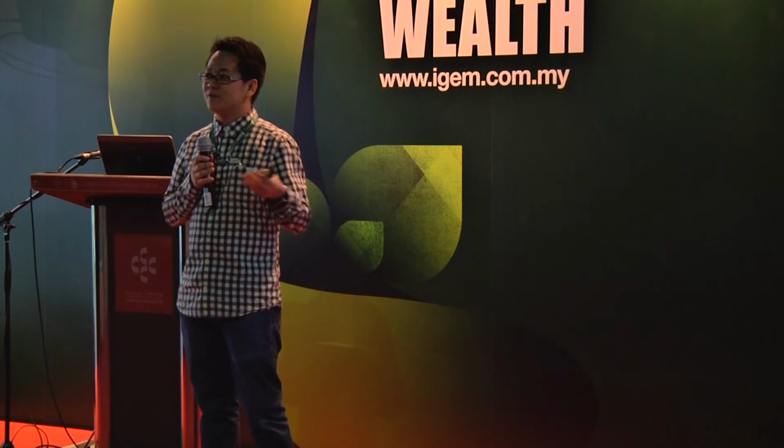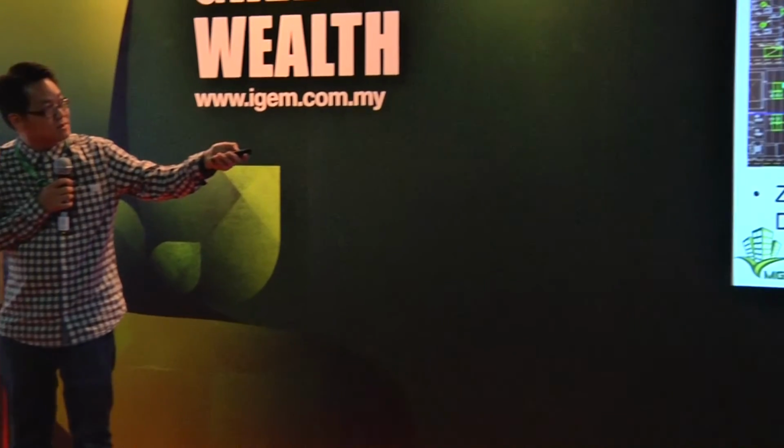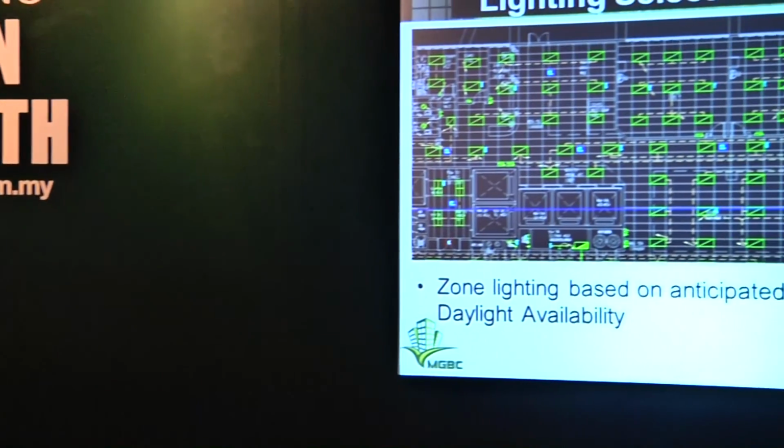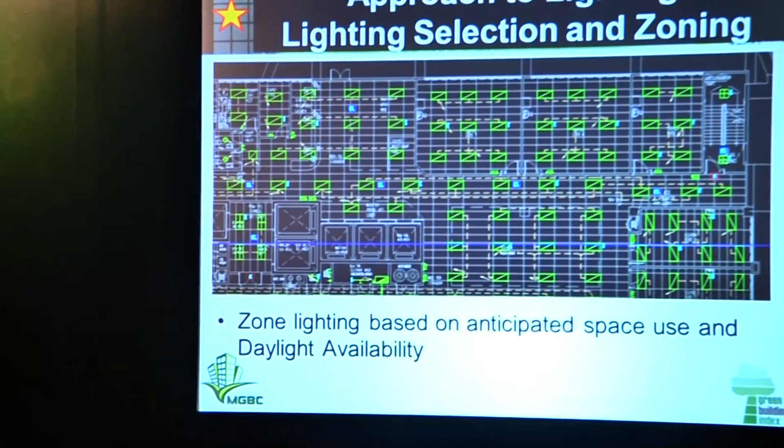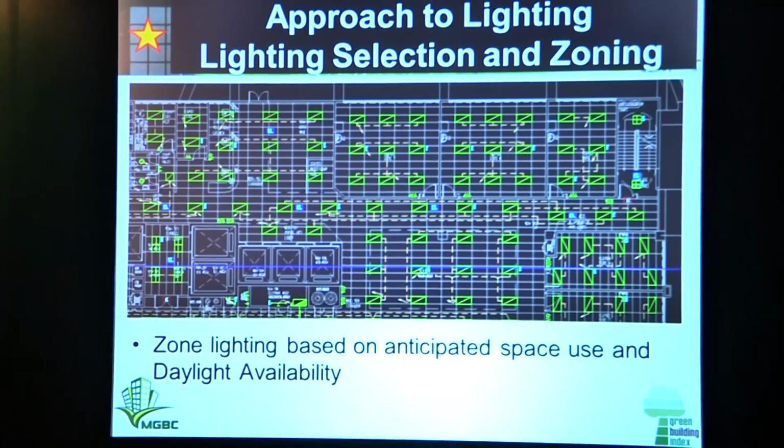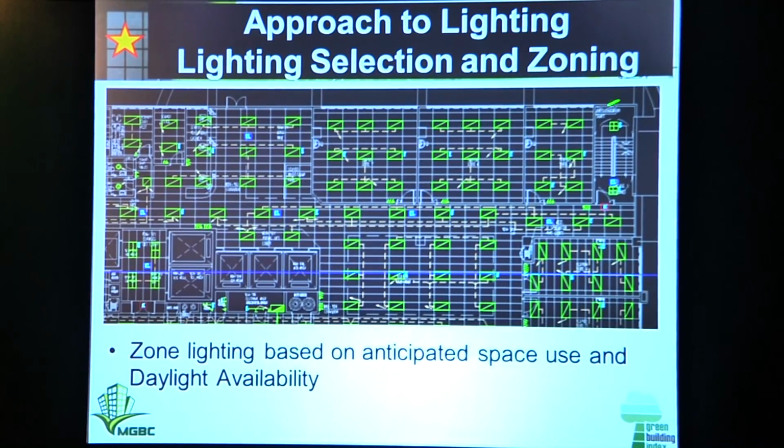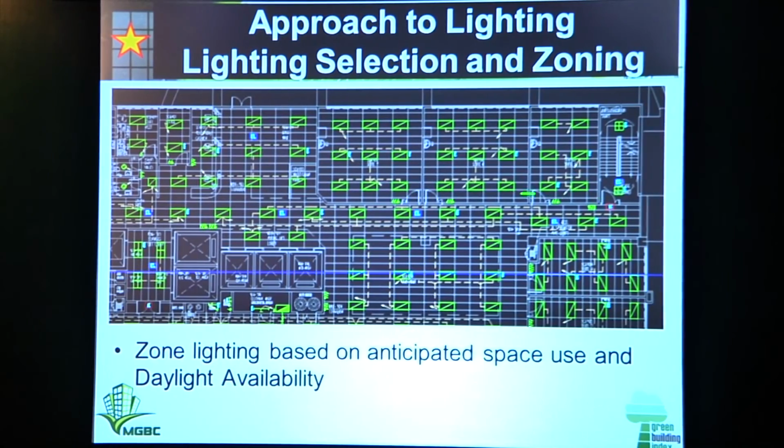When you design for lighting, we do zoning. What I mean by zoning is that different areas will have different amounts of light coming in from a window. For example, here you have a window in this area, so there's a lot more natural light here compared to the center. So we do zoning: this is a zone, this is another zone, this is another zone.